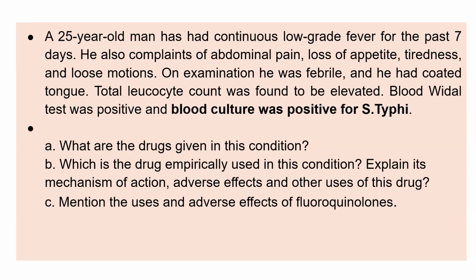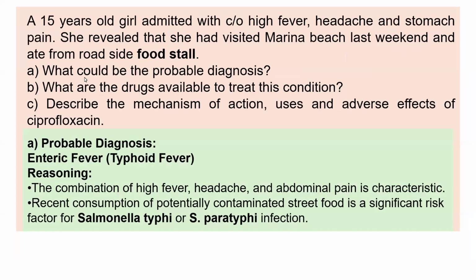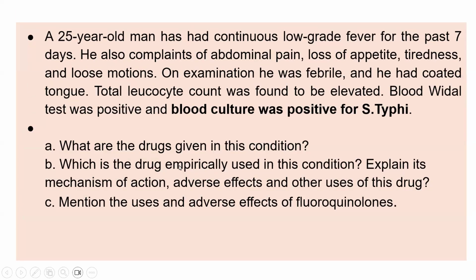So here for both the questions, what is the diagnosis? Typhoid fever. So what are all the drugs? Here you can see they have broadly asked what are all the drugs we can use to treat this condition, and here they have specifically mentioned empirically used. Empirically used means without a proper blood culture report, you can start with the drug. Even without the report, if you suspect typhoid fever, you can start the drug. That is called an empirically used drug.